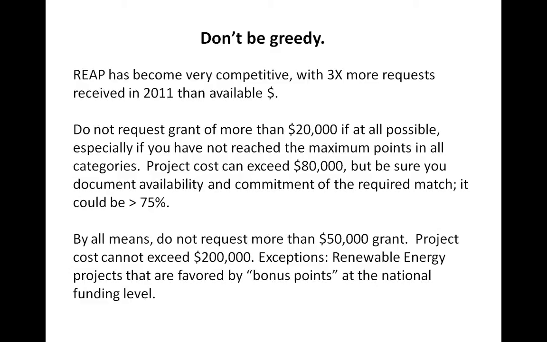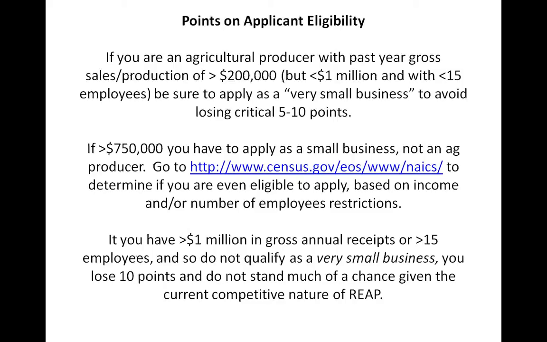And by all means, try not to request more than a $50,000 grant, because you lose 5 points there. If your project cost goes over $200,000, you lose 5 points. It just puts you behind to start with. One exception to that: renewable energy project applications are favored by bonus points at the national funding level. So if you've got a real good renewable energy project, yes, you can consider going for more than a $50,000 grant, or a project larger than $200,000.